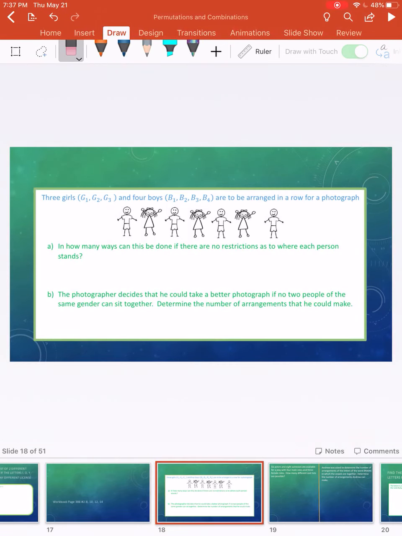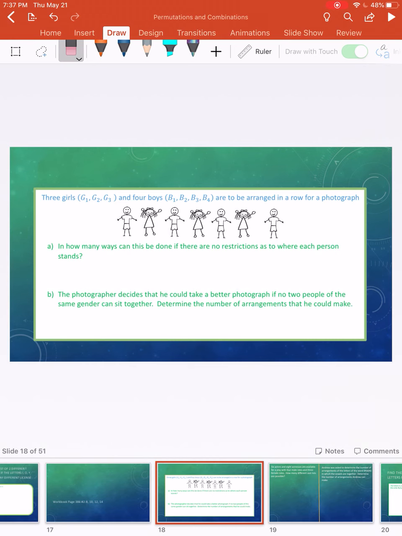All right, so we're going to look at permutations with restrictions. By restrictions, I mean rules within those permutations and arrangements. And we're also going to look at permutations with identical objects. So let's start off with this question here.